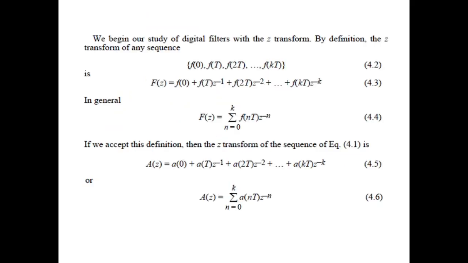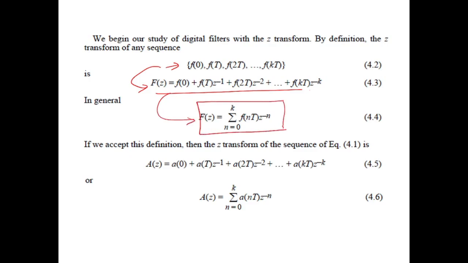Now, when we do that, we have a sequence of numbers which can be easily transformed into the Z transform, and we get this kind of function. Now, if you generalize this function, we get this function. What is this? This is nothing but your Z transform equation, the unilateral Z transform equation.